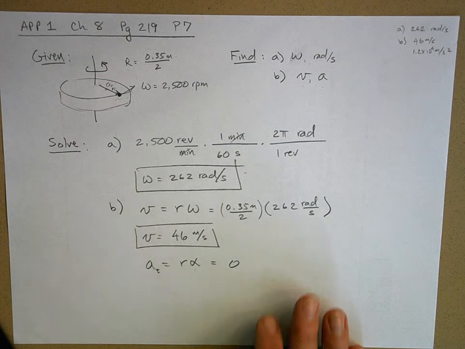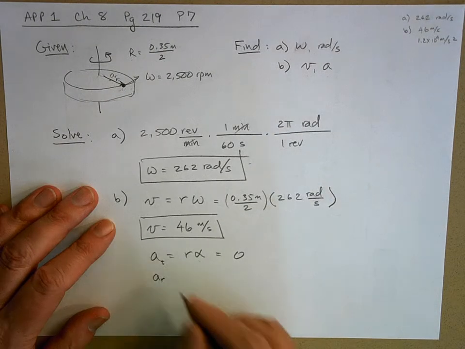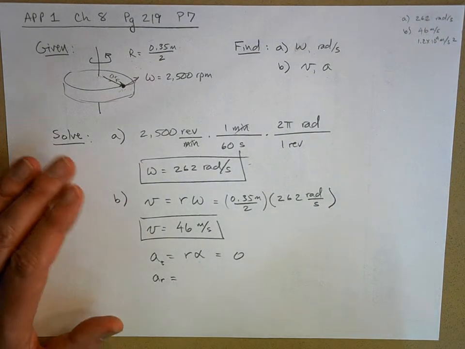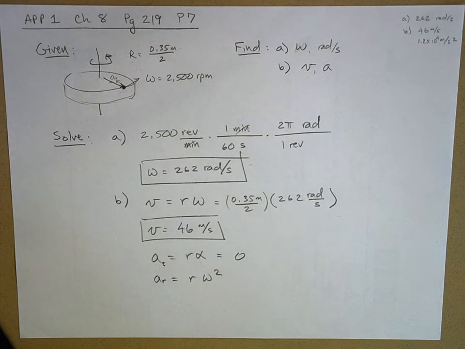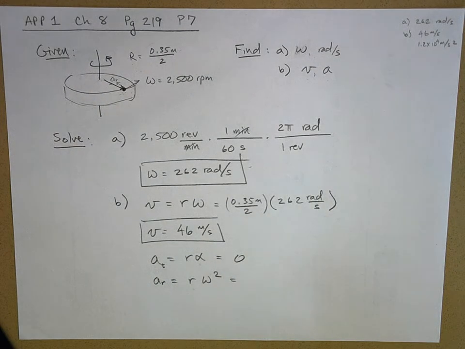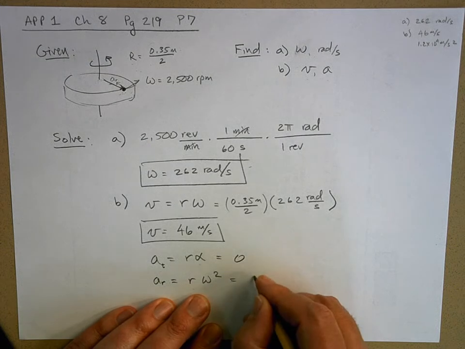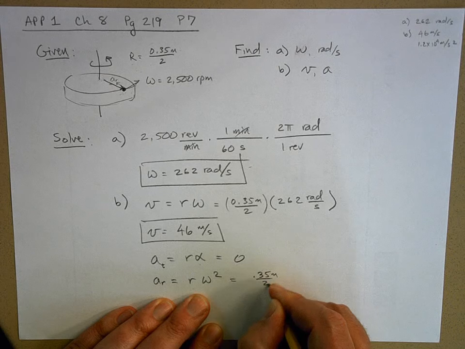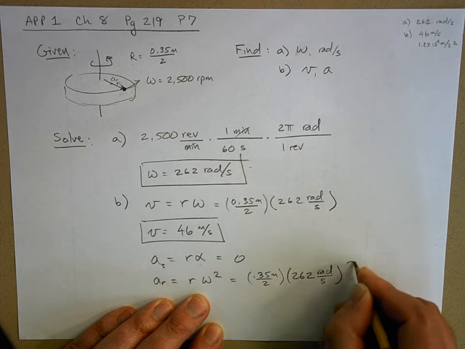But you could also have a radial acceleration or a centripetal acceleration, and there's a couple of equations that you can use. I'm going to use r omega squared. This all comes from v squared over r, and v is equal to r omega, so you can do a substitution and you'll get this. You can also do v times omega, which is the same thing as r omega squared, actually. So that's 0.35 meters divided by 2 times 262 radians per second squared.